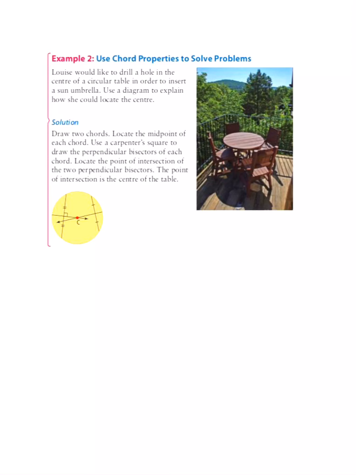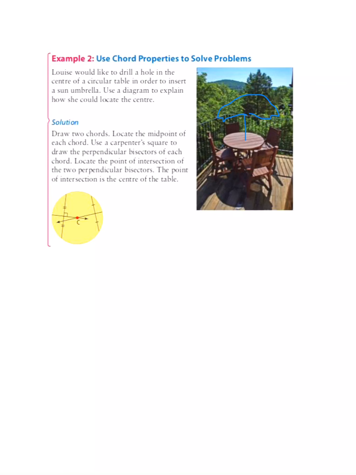It says Louise would like to drill a hole in the center of a circular table in order to insert an umbrella. So she wants to put an umbrella in here somewhere. She used a diagram to explain how she could locate the center. The solution is actually given to us here because I didn't want to draw it inaccurately. The solution would be you draw two chords. We'll go over it as we read the solution.